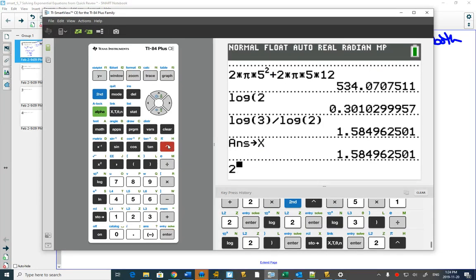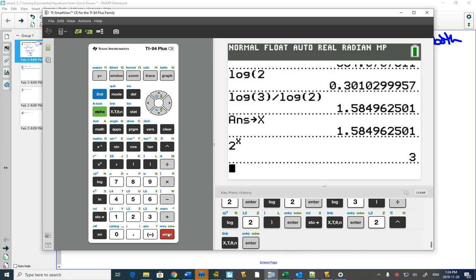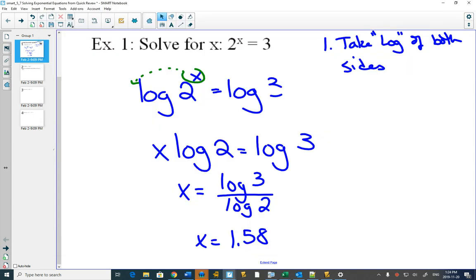If I go 2 to the power of X and push enter, if I did all the math right, it should tell me 3. If I made a mistake, I'm going to be disappointed and have to redo everything. This is always nerve-racking. Oh, whew. Good. It's right.